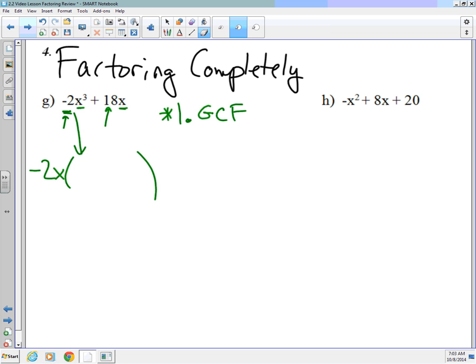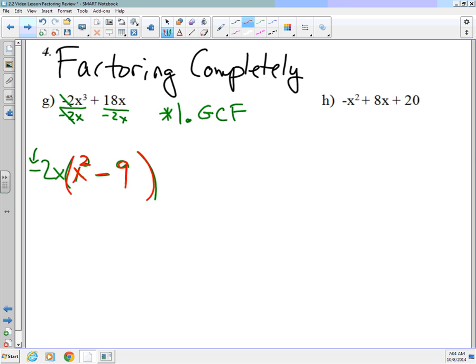So if I do this, I have negative 2x cubed divided by negative 2x, and I'm dividing the other guy by negative 2x. I will have x squared. The negative 2's will divide out. Now 18x divided by negative 2x becomes negative 9. And now I hope that you see, because we took out this negative sign here, it's very easy for us to identify this inner piece, this x squared minus 9, as dots. This is a dots factoring problem.